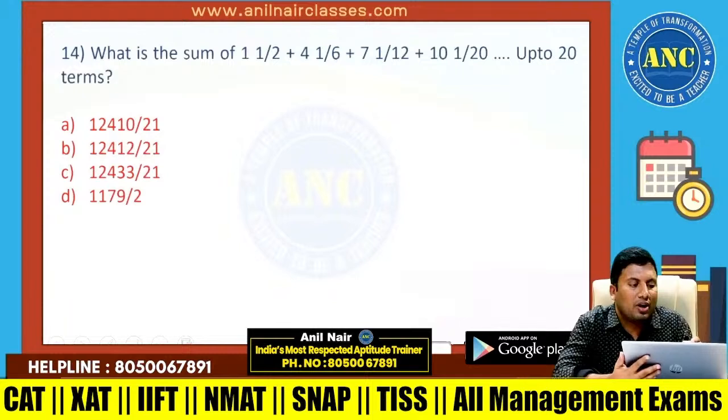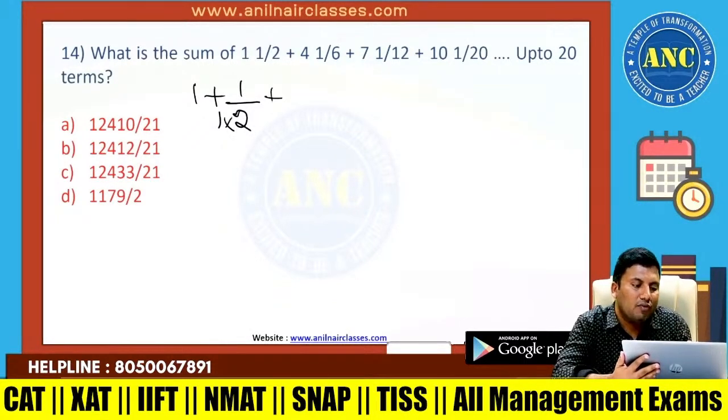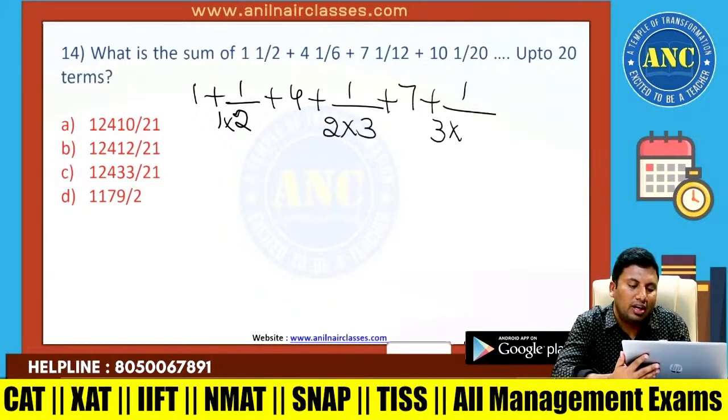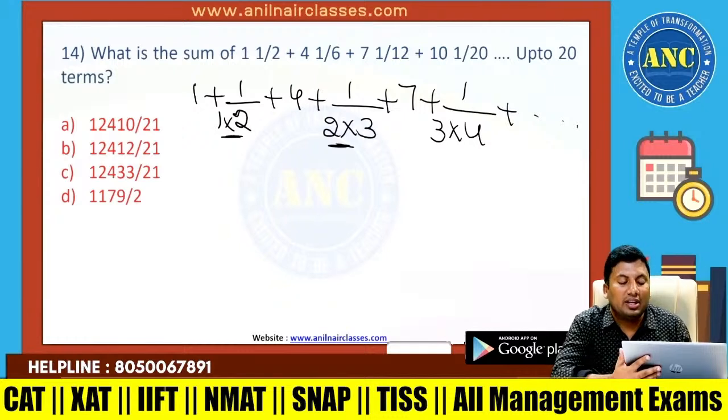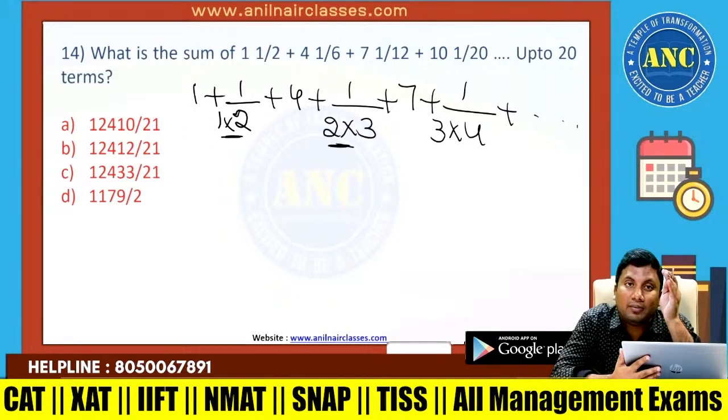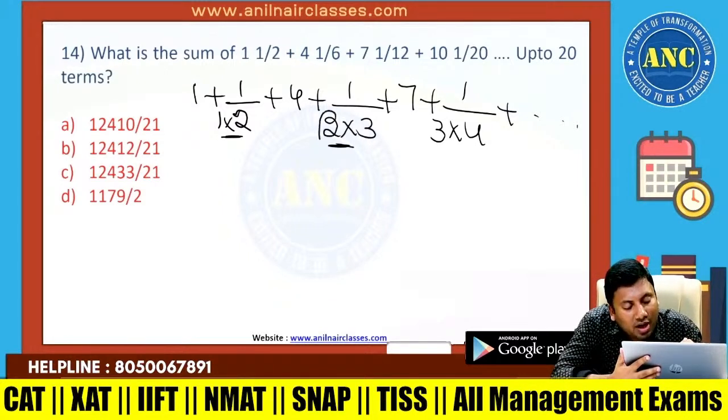Next one. 1 by 2, which is 1 plus 1 by 2. 1 into 2 is 4, plus 1 into 6 is 2 into 3, plus 7, plus 1 by 12 is 3 into 4. So every second term is 1 into 2. Fourth term is 2 into 3. Sixth term is 3 into 4. Second term denominator is starting with 1, 2 by 2, 1. Fourth term denominator first value is 2, 4 by 2. Sixth term denominator is 3, 6 by 2.